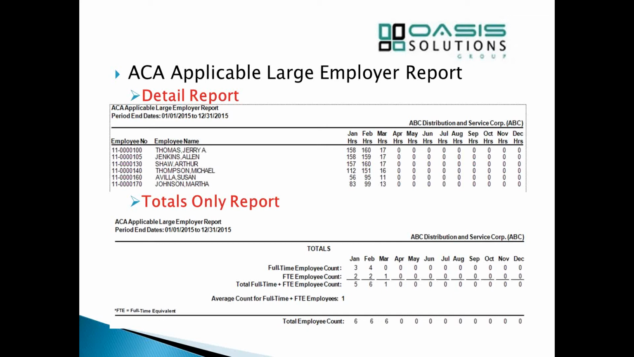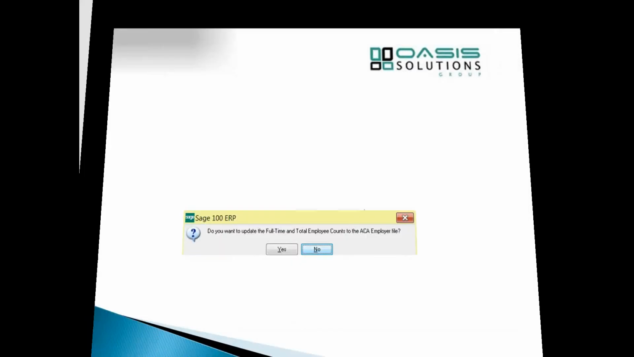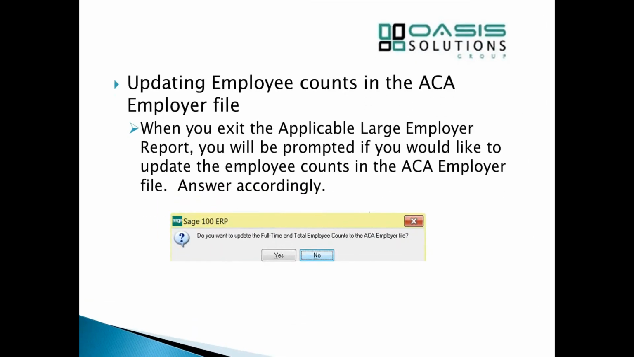When we close out the report, we will get prompted regarding the full-time employee count, which is the top row of information, and the total employee count, which is the bottom row. It will prompt us if we want to update the full-time and total employee counts in your ACA employer file, and you can answer that accordingly.